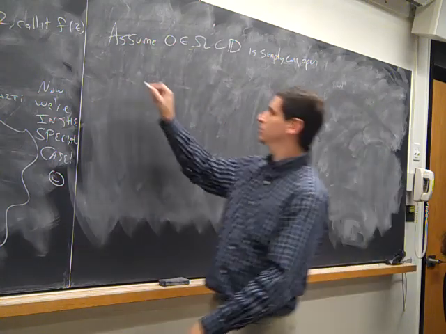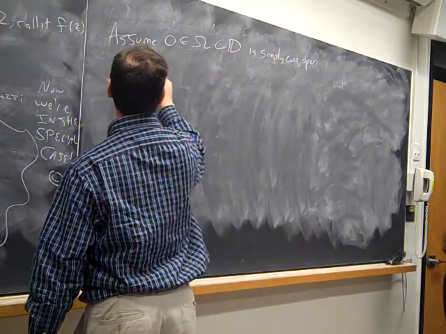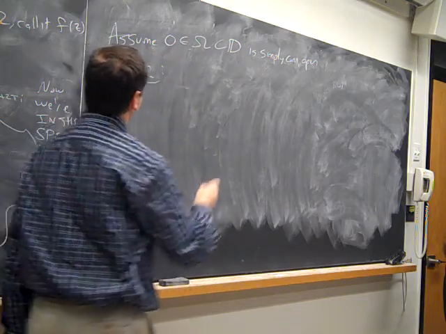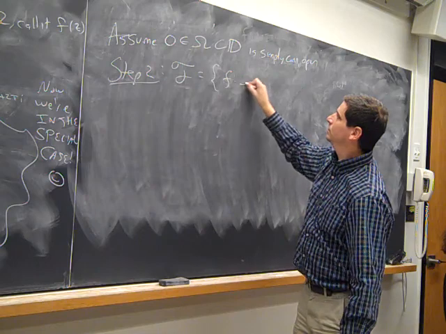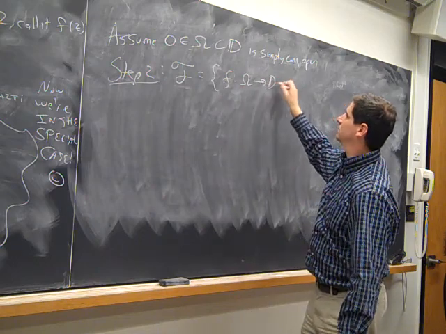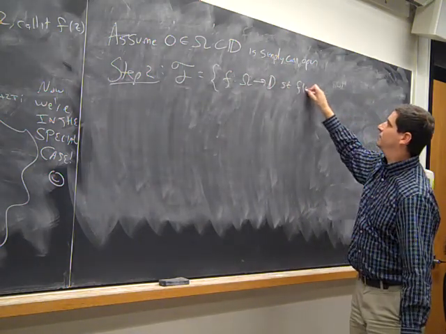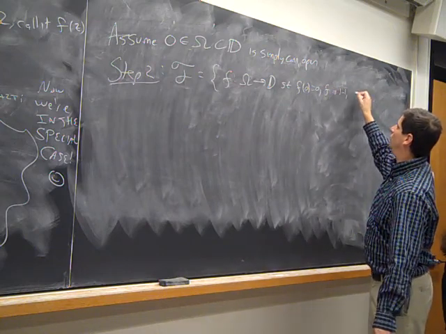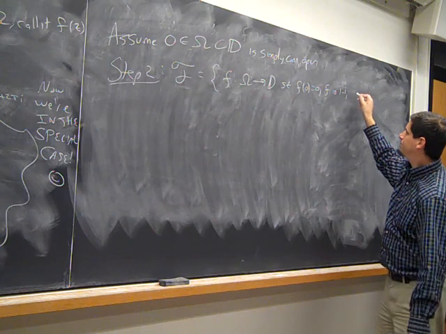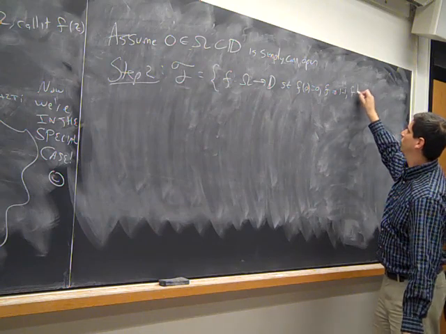Step 2, I was hoping one of you would remember so I wouldn't have to, is: let F be the set of all f from omega to D such that f of 0 equals 0, f is 1 to 1, and f is holomorphic.